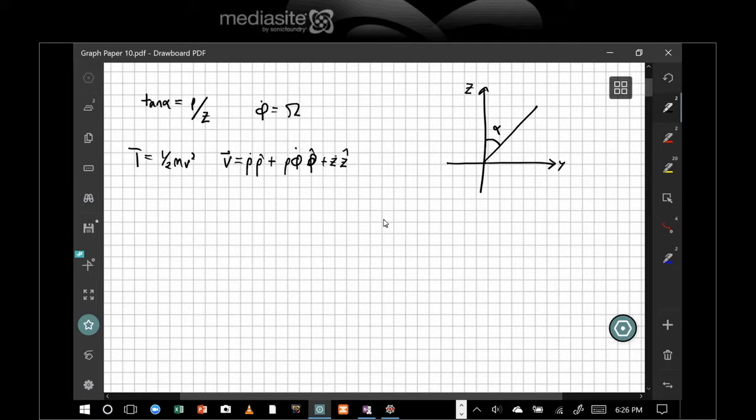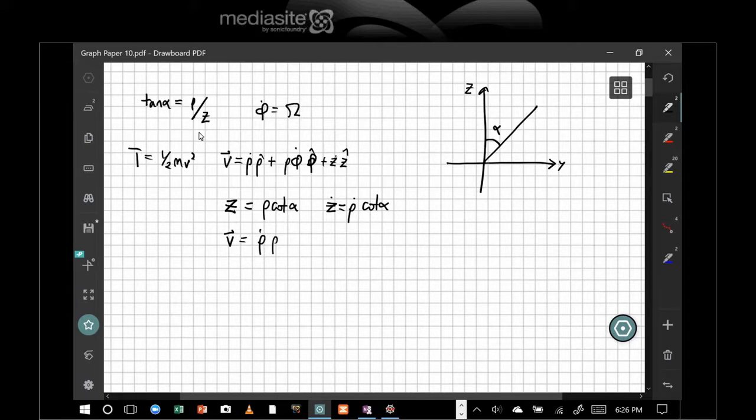At this point, I can get rid of either rho or z. I'm going to get rid of the variable z. You could get rid of rho if you want. Using this equation of constraint, I can show that z is equal to rho times the cotangent of alpha, which is 1 over tangent of alpha. If I take the derivative, that means z dot is equal to rho dot times the cotangent of alpha.